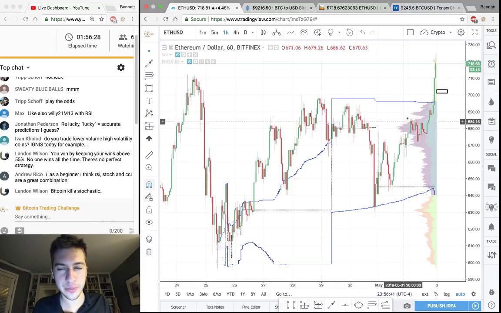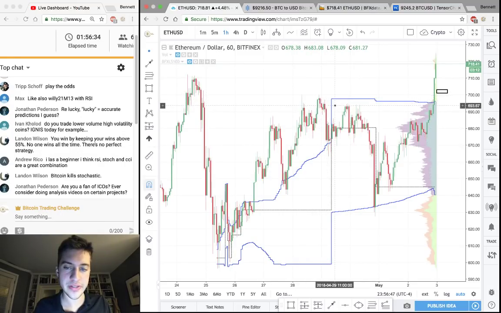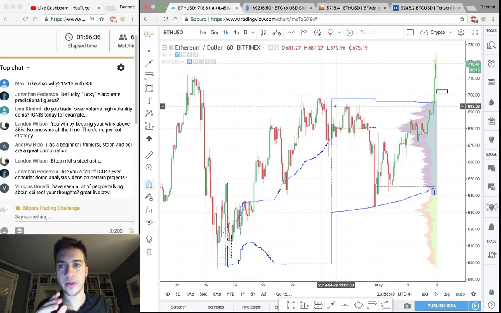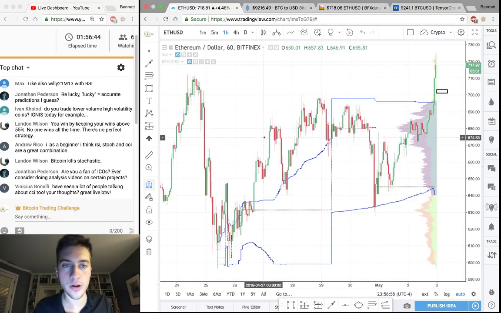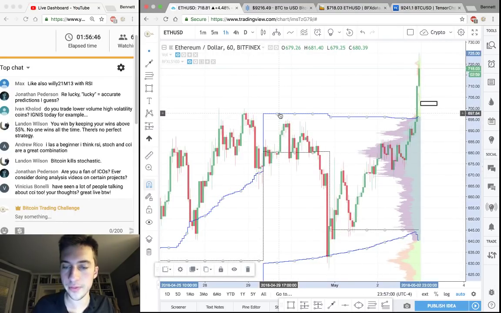I can't really see price going back to the HVN down here, the point of control, because if it does, it would have to cut through previous resistance, and typically in uptrends previous resistance becomes future support. We'd have to see that, and if this gets broken, we're probably just going to go lower. So that's volume profile.